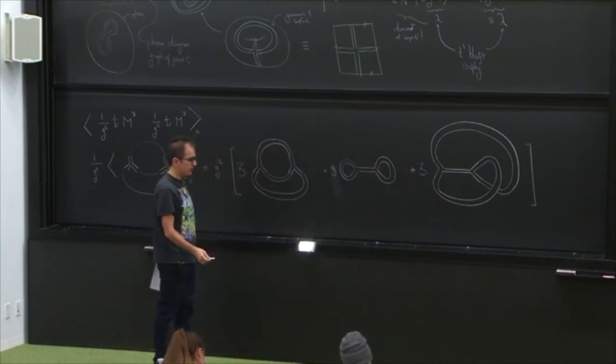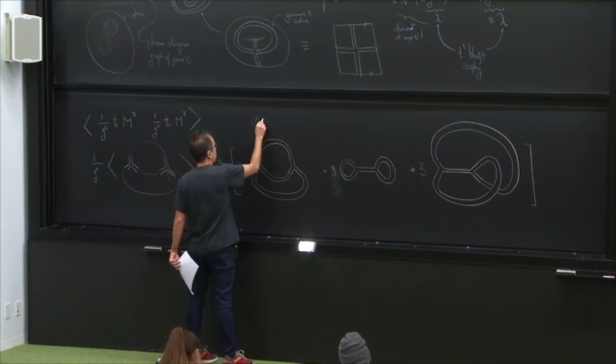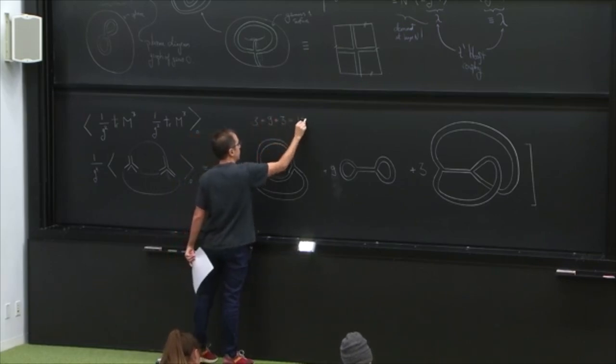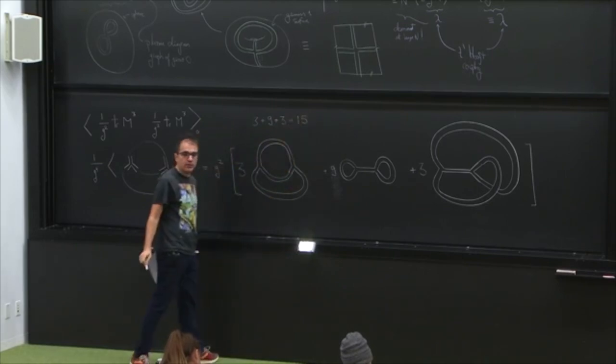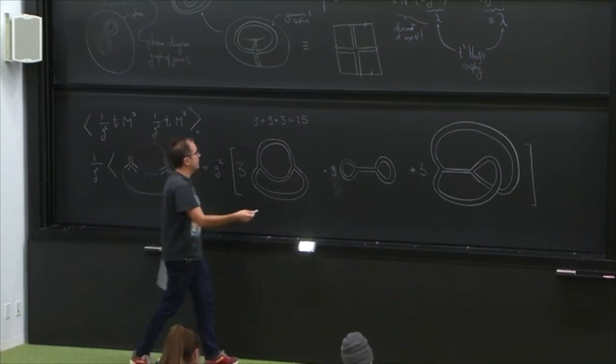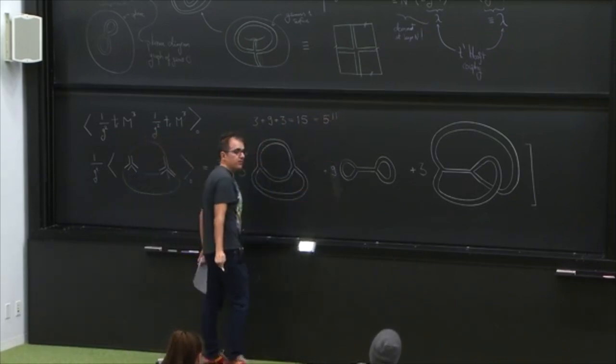Let's do a check. 3 plus 9 plus 3. If you add them up, 3 plus 9 plus 3 is 15. That's the contractions. And 15 is 5 double factorial, right? What is this 5 double factorial?